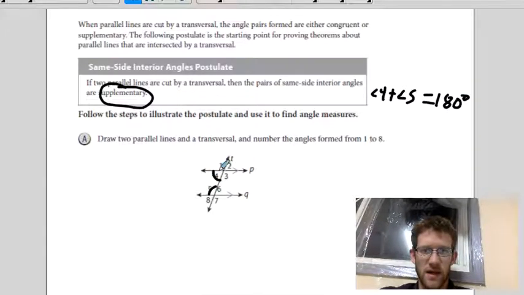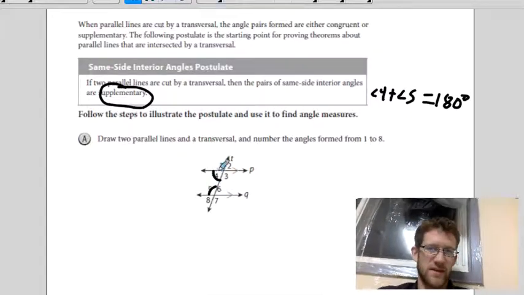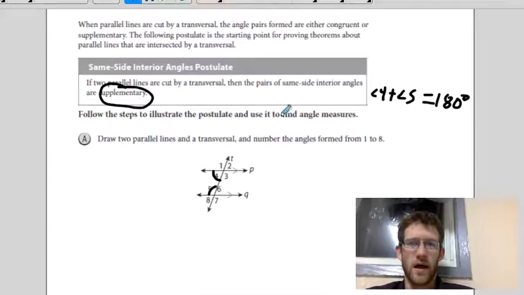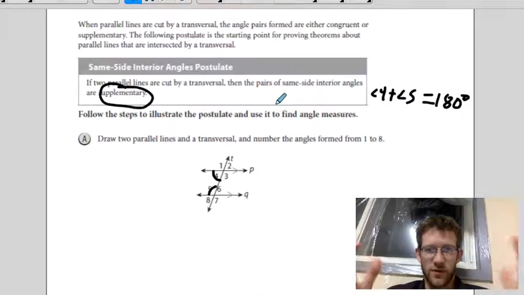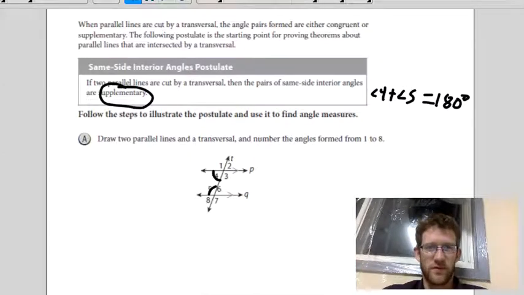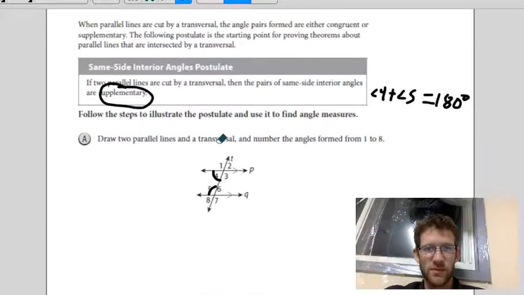And we can look at this and be like, oh, okay, I guess that makes sense. You know, this one's a little under 90, this one's a little over 90, so they probably add up to 180. This is pretty cool because we don't have to prove this. There is no proof to this one because it's a postulate. We can just accept it and move on with our life. That being said, we should practice a little bit.